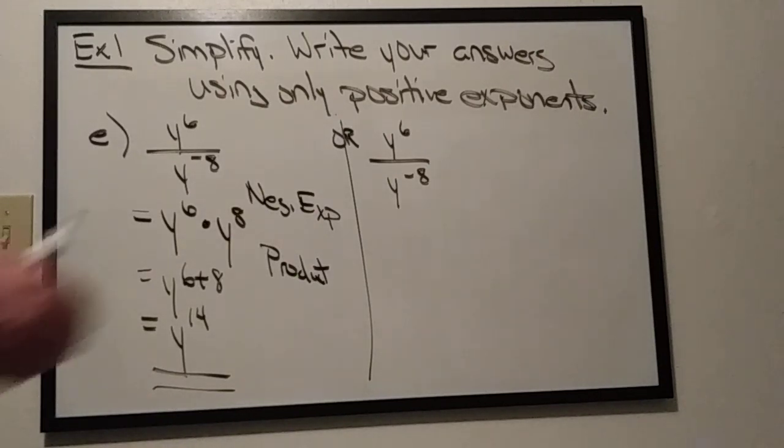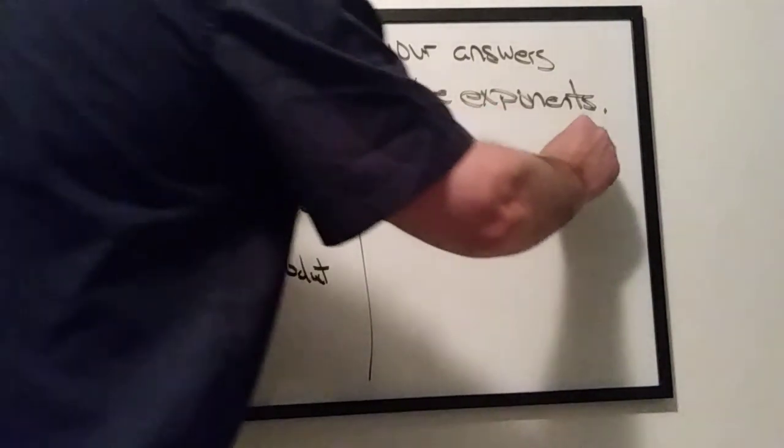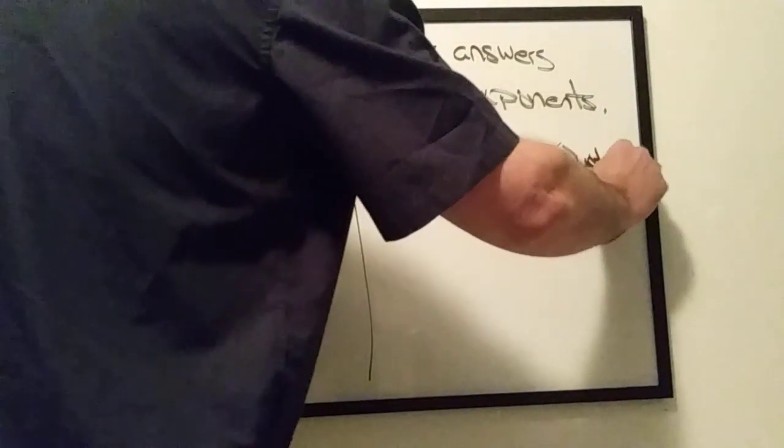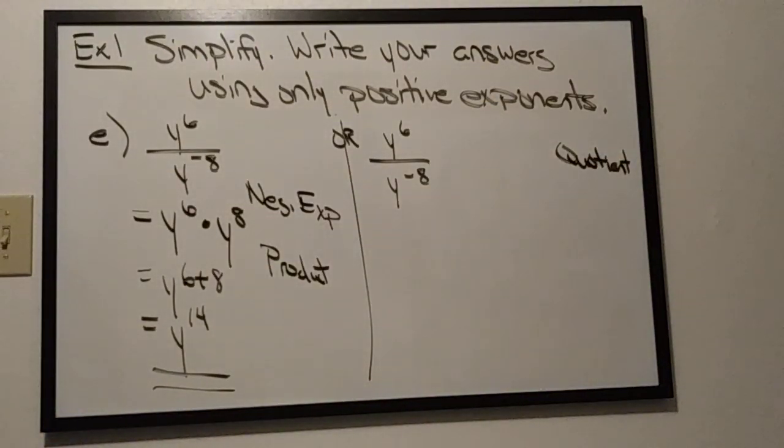Now, as you look at the right-hand column, maybe you looked at this problem and said, no, I'm not seeing that negative exponent as my first step. I'm seeing this as y to a power divided by y to a power. If that's the case, we could go ahead and use the quotient rule first. So let's write that over here, quotient. So what does the quotient rule tell me? Y to a power divided by y to a power, you subtract your exponents.